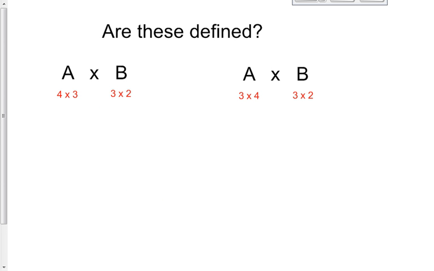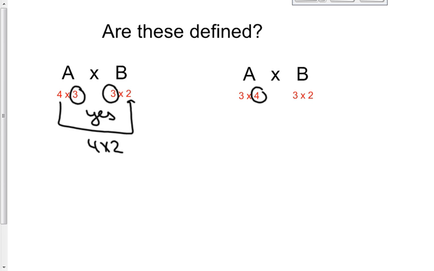First couple questions: can you actually multiply these? In other words, are these defined? If your A matrix is 4 by 3 and your B matrix is 3 by 2, the number of columns in the first has to equal the number of rows in the second. Yes, that's the same number, so yes, this is a definable matrix multiplication. The answer would be a 4 by 2 matrix. Second question, your A matrix is 3 by 4, your B matrix is 3 by 2. These two numbers are not the same. This is not a definable matrix multiplication.